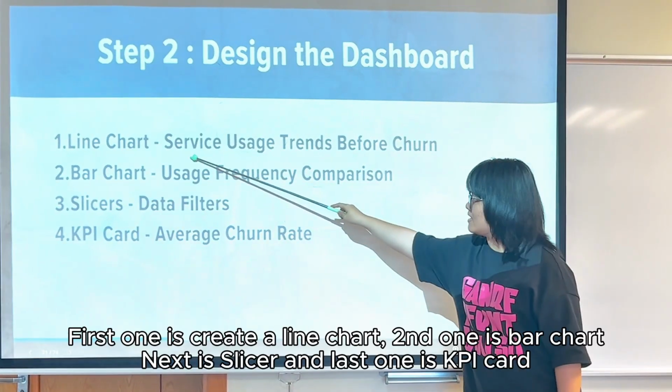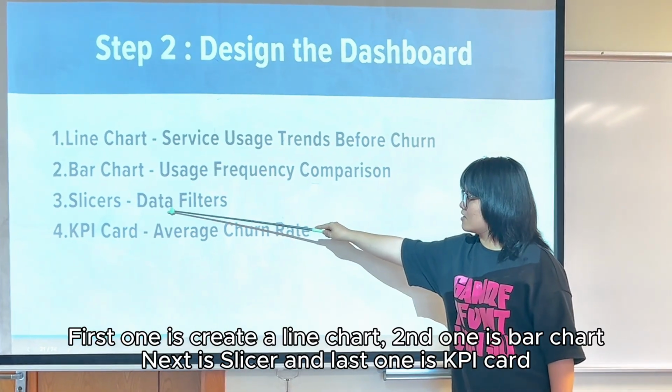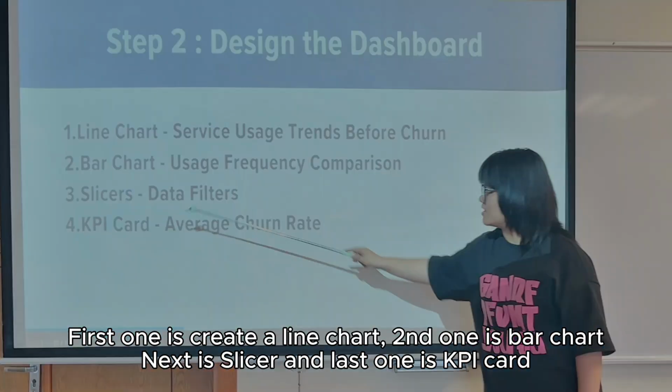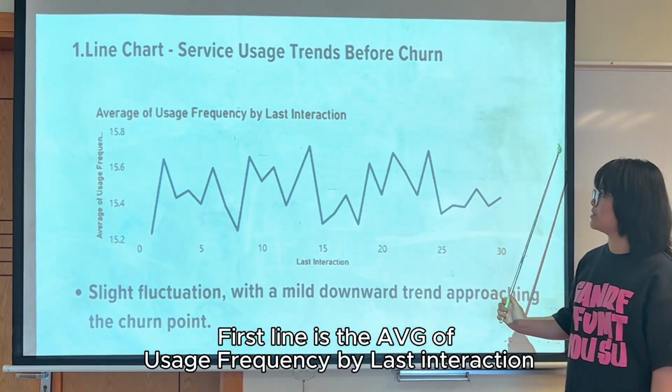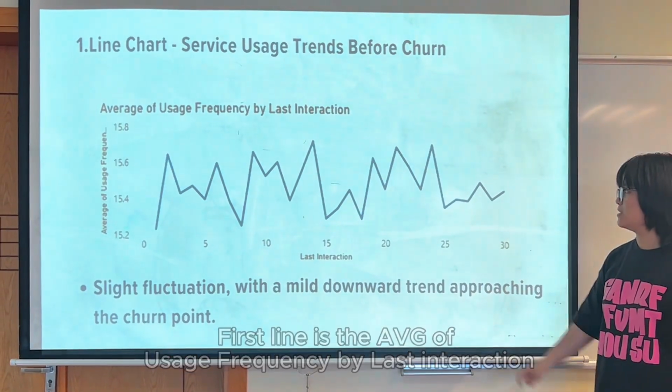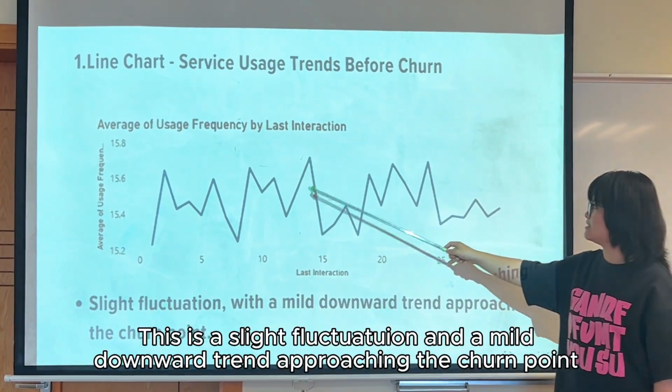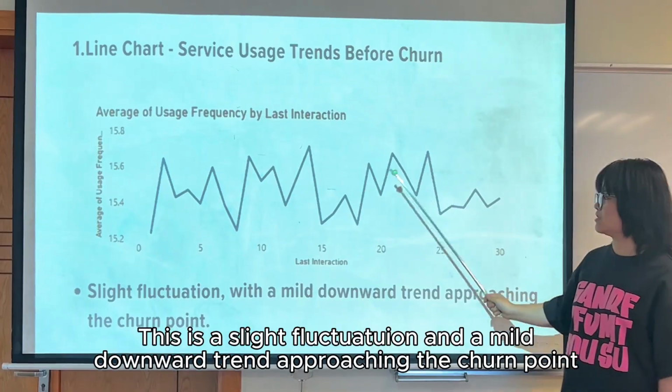The first one is create a line chart. The second one is a bar chart. The third one is a slicer, and the last one is a KPI card. The first line chart shows the average of users' frequencies by last interaction. There is a slight fluctuation, and there are some mild downward trends approaching the turning point.